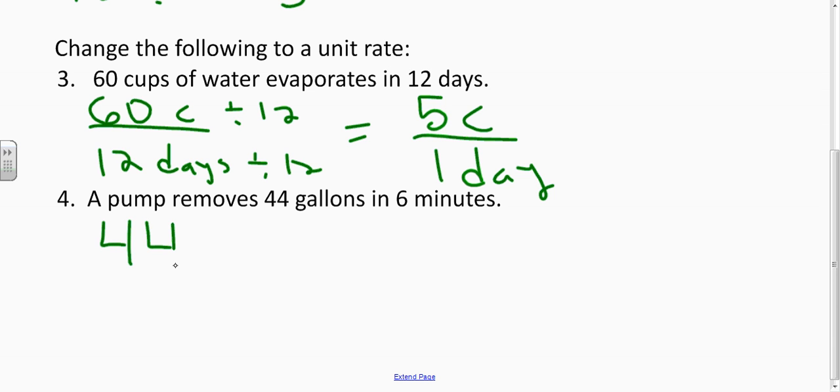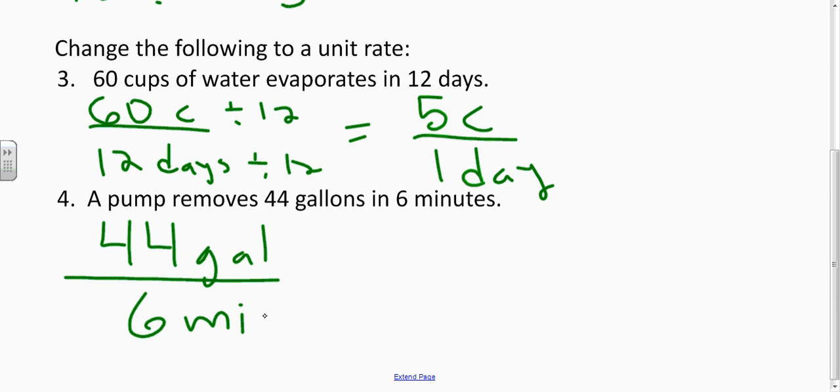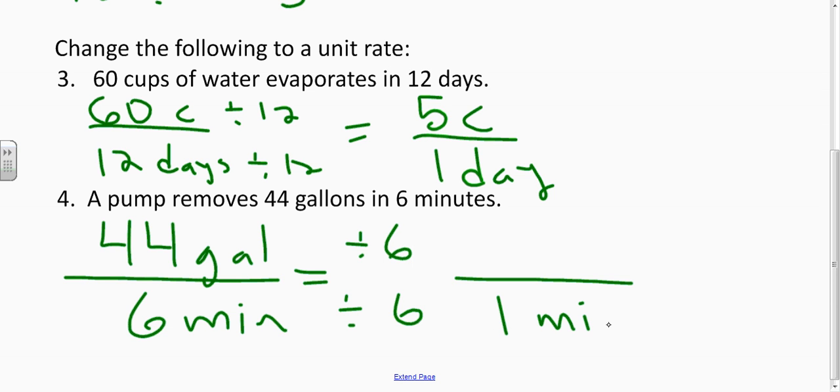And 44 gallons in 6 minutes. Here I'm going to divide by 6 and divide by 6. 6 divided by 6, that's 1 minute. That's what I want in the denominator. 44 divided by 6 is going to be 7 and 1/3 gallons. And it's okay to have this fraction, or if you wrote it as a decimal, okay to have that decimal in the numerator there. And that's rates and unit rates.